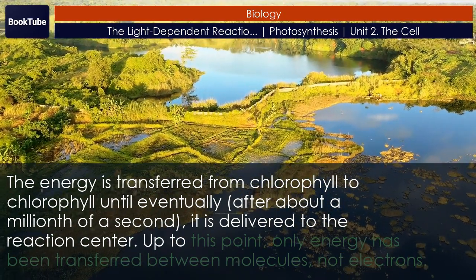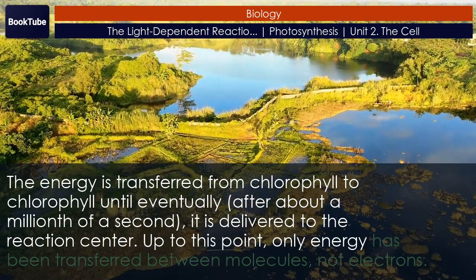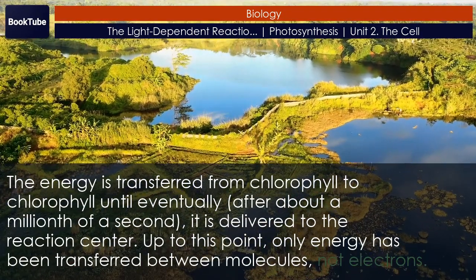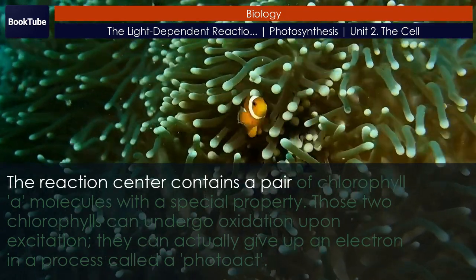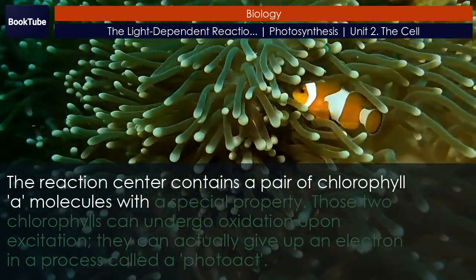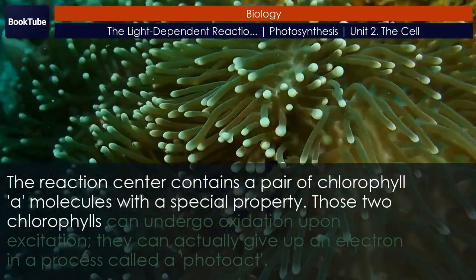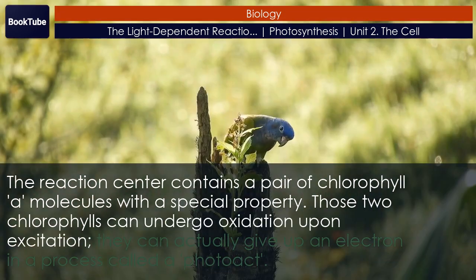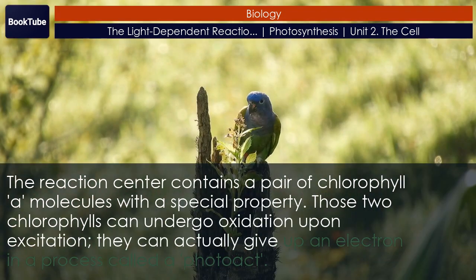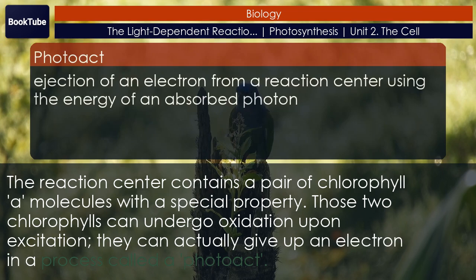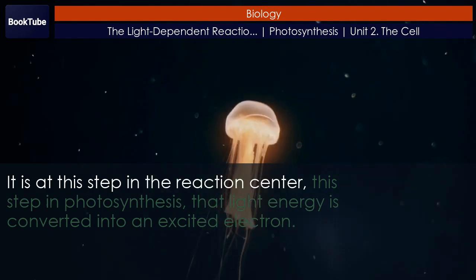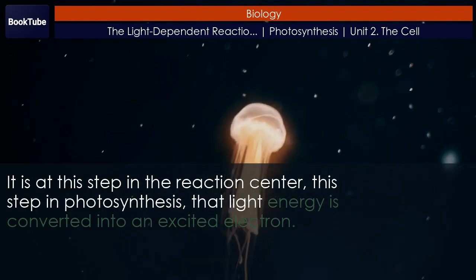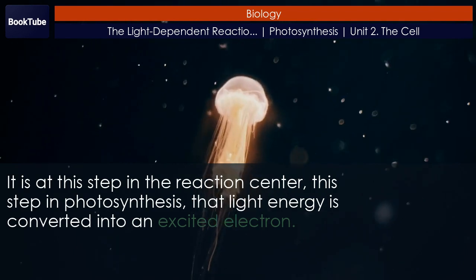Up to this point, only energy has been transferred between molecules, not electrons. The reaction center contains a pair of chlorophyll A molecules with a special property. Those two chlorophylls can undergo oxidation upon excitation. They can actually give up an electron in a process called a photoact. It is at this step in the reaction center, this step in photosynthesis, that light energy is converted into an excited electron.